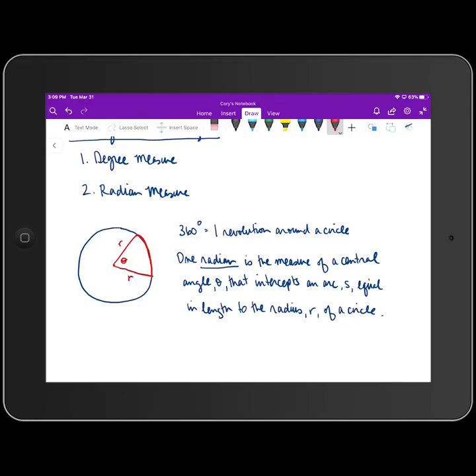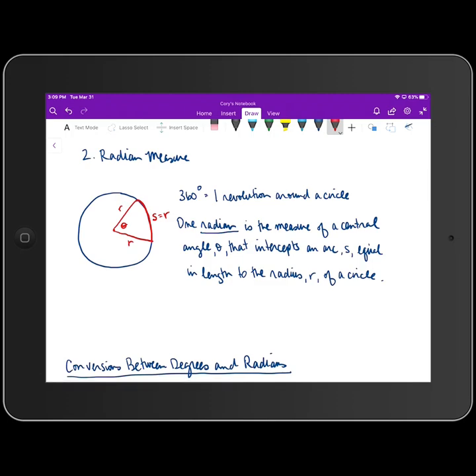Okay, so what the definition is saying is that if the arc that is cut out, which we're going to call arc length S, is equal to the length of the radius of the circle, then that means our central angle theta is going to have a measure of 1 radian. And you're going to see, as we develop the relationship between radians and degrees, 1 radian is going to be about 57 degrees or so.